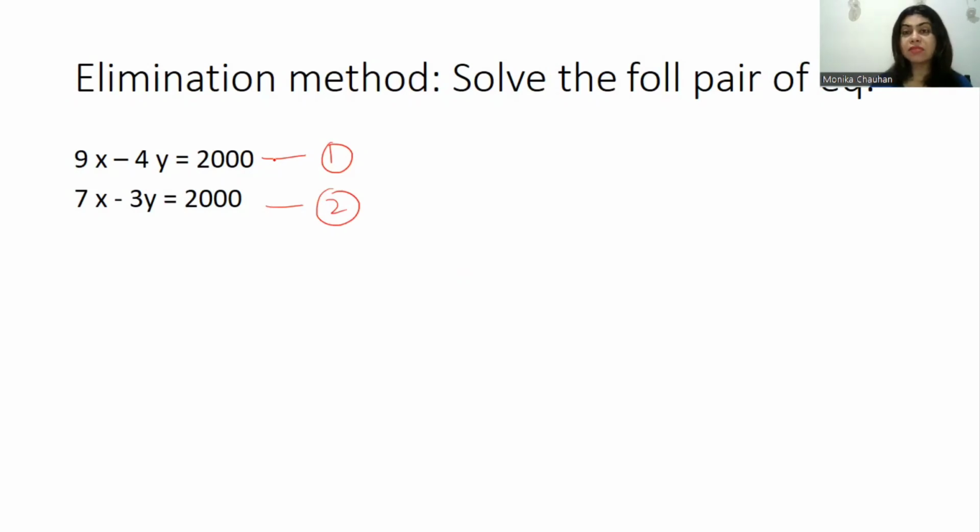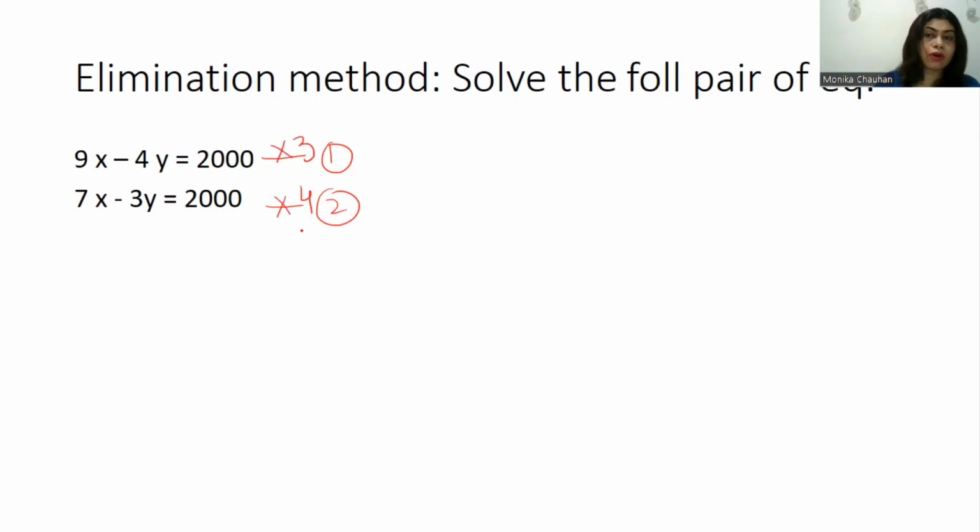And how can we make them same? By multiplying, and the coefficients should come out as same. So now if you see y is 4, so I'm going to multiply this one, equation 1 by 3, and this one I'm going to multiply with 4.